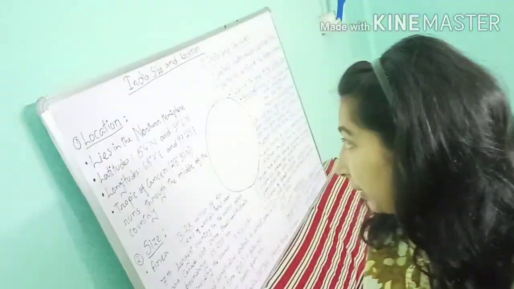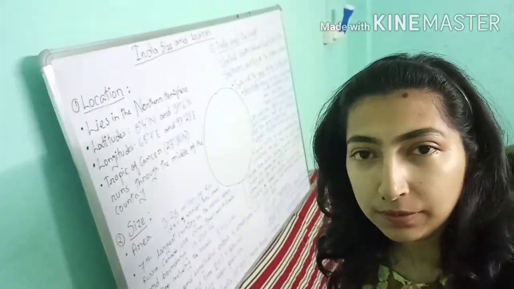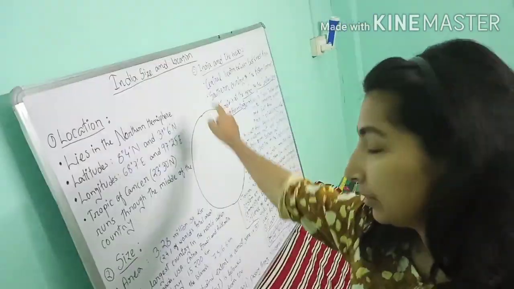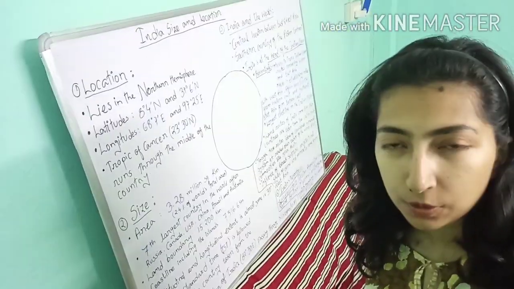Hello students. So today I'm here with class 9 geography chapter number 1, that is India, size and location. So let's start.